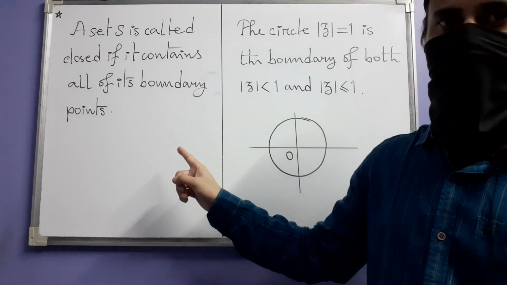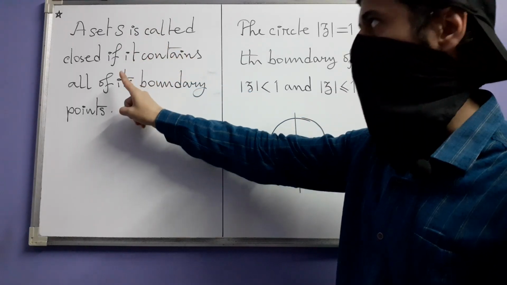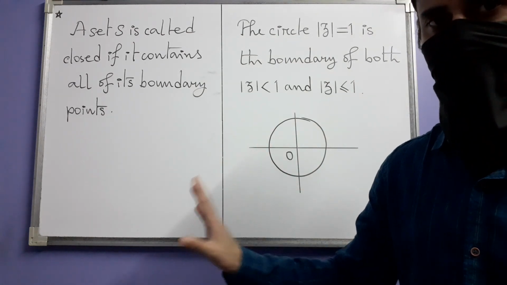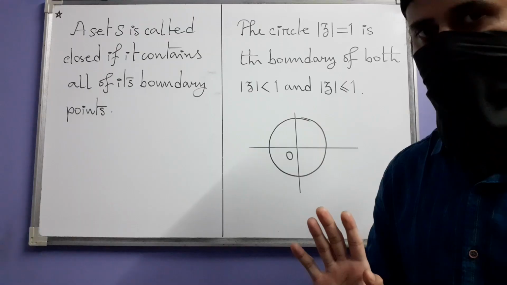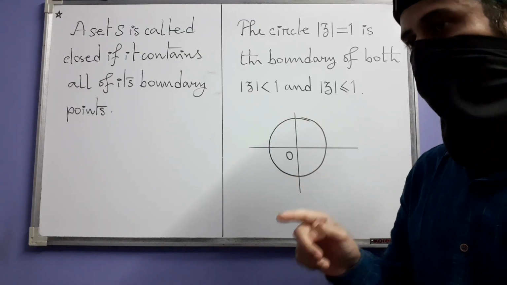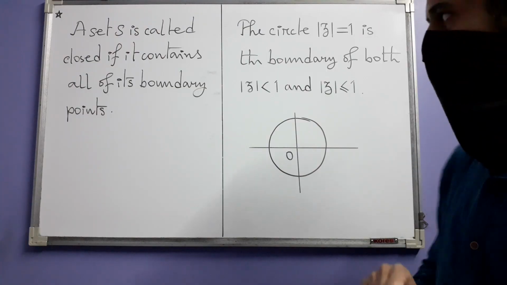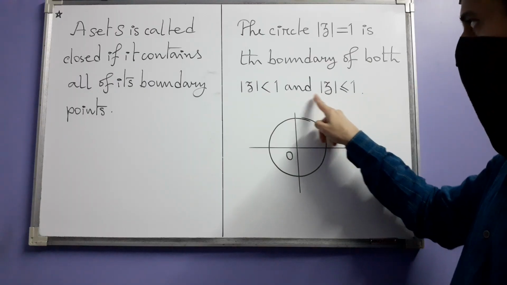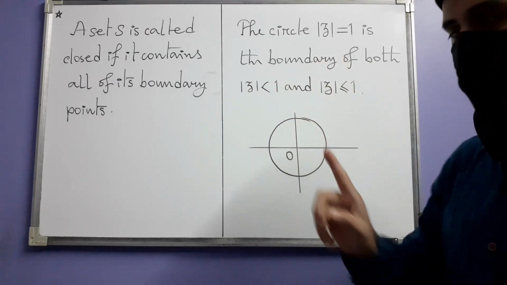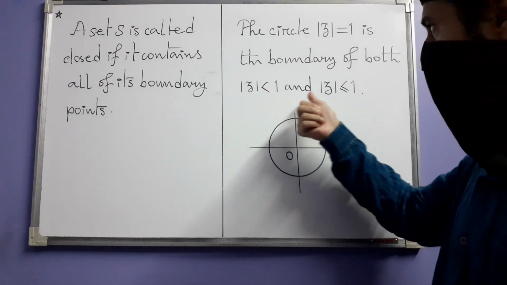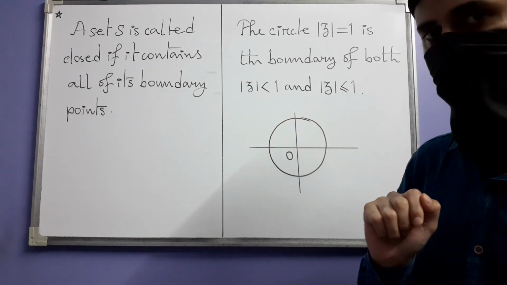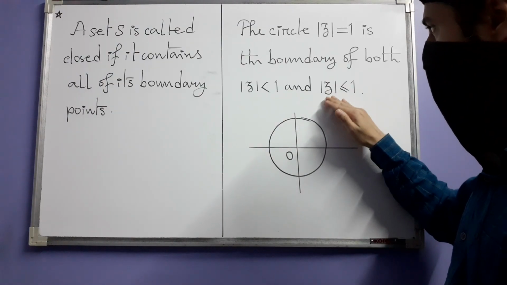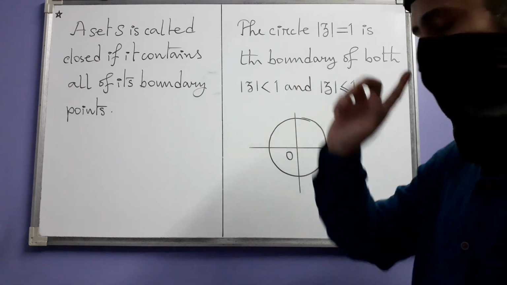And this is the related notion. A set S is called closed if it contains all of its boundary points. In case of an open set, no boundary point is inside the set. In case of a closed set, all boundary points have to be inside the set. For example, this one. Just now we saw that for this set also, just like this one, the unit circle is the boundary. But unlike this one, this set has all of its boundary points as points inside of it. So that is why this set is closed, and this one is open.